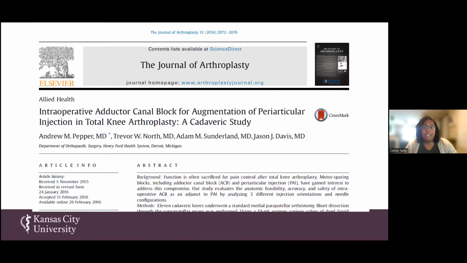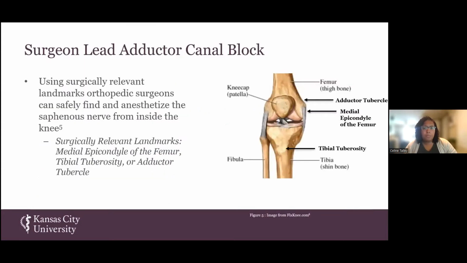Pepper's 2016 study, as well as many studies following, found out that an adductor canal block could be safely performed during total knee replacements through the use of surgically relevant landmarks. By using landmarks relevant to total knee replacements, like medial epicondyle of the femur, tibial tuberosity, or the adductor tubercle, orthopedic surgeons could find and target the saphenous nerve perioperatively or while the knee capsule is open.